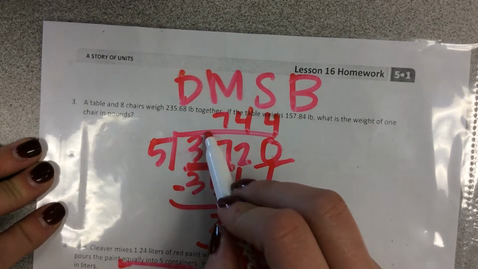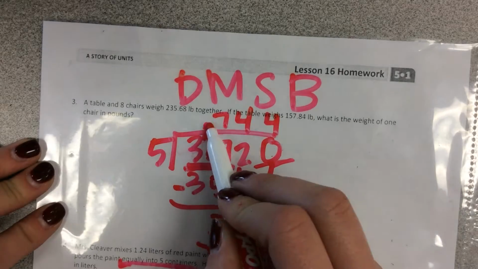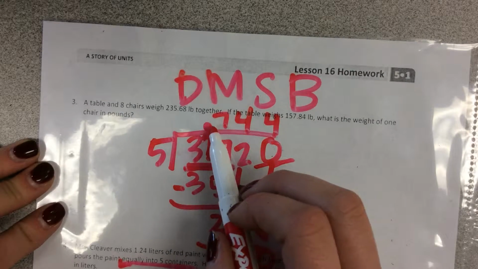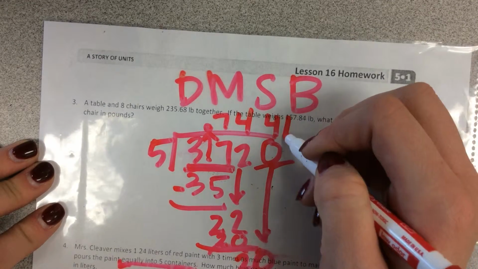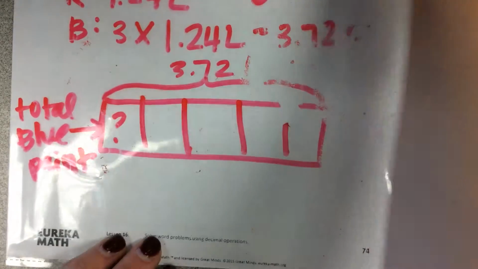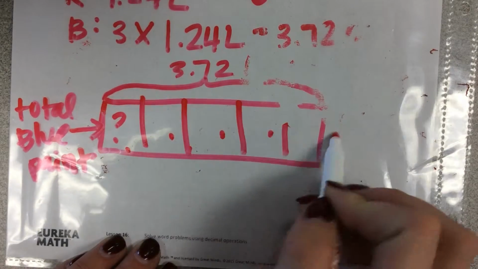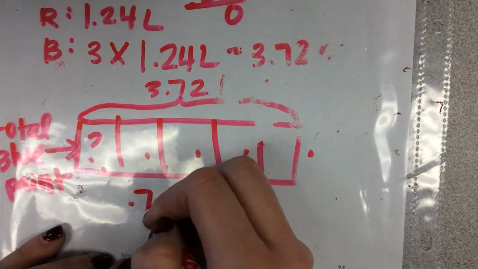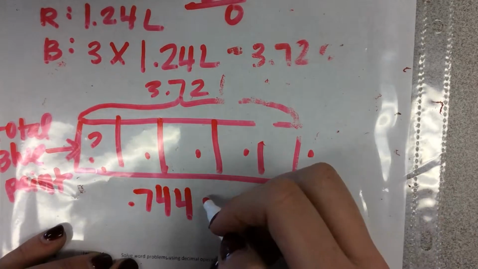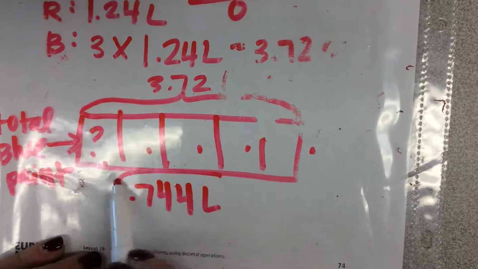Now, we gotta pull up that decimal. And then we see that in each container is 744 thousandths what? Liters. So let's go back. Each one of these boxes has 744 thousandths liters. So this is our answer.